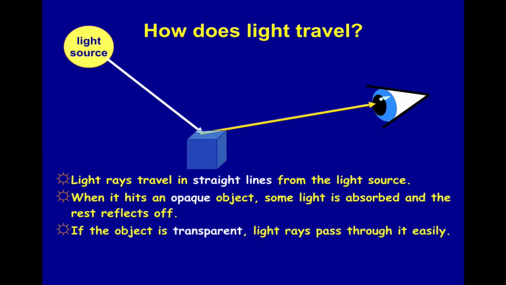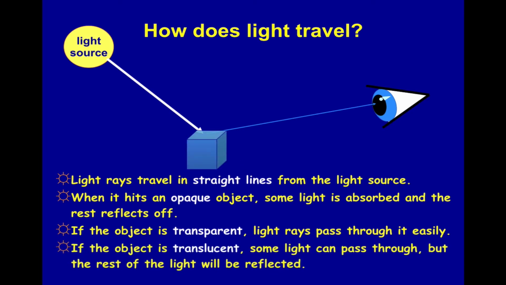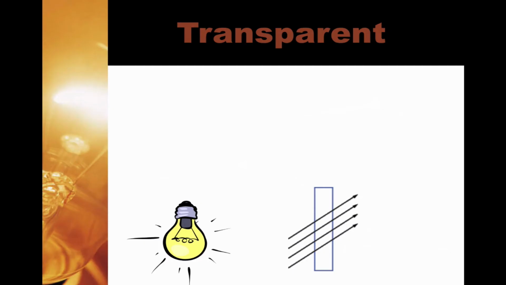If an object is transparent, then what happens is the light will pass right through the object very easily, but a small amount might be reflected, but mostly the light travels right through it. And in a translucent object, some light passes through, but the rest will be reflected. So opaque is something where the light doesn't go through. Transparent is the light does go through. And translucent is somewhere in between where some of the light goes through.